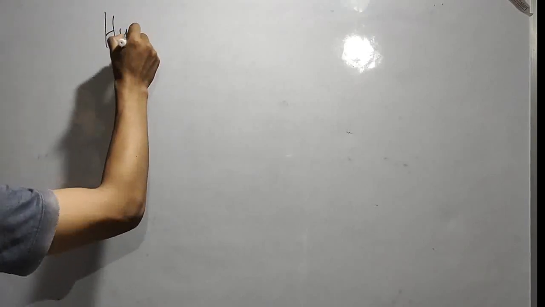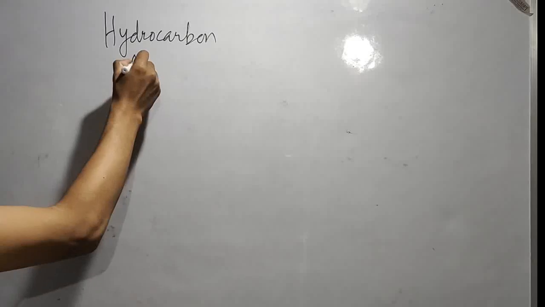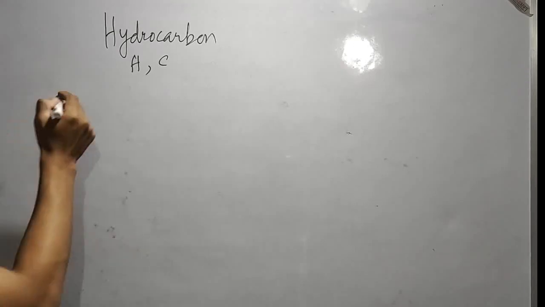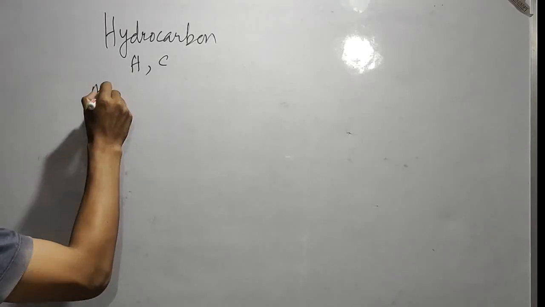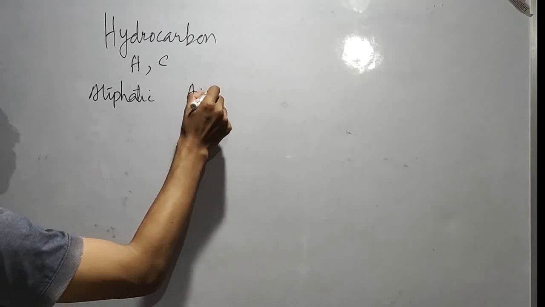Hydrocarbons are the compounds containing hydrogen and carbon. Under this hydrocarbon we have two types of compounds. One is called aliphatic and the other one is called aromatic.